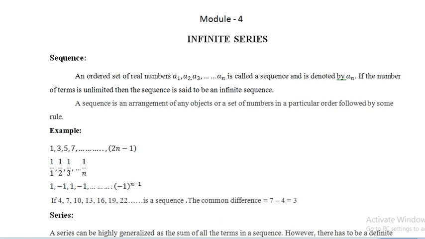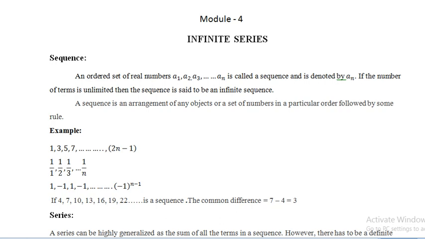Next example: 1 by 1, 1 by 2, 1 by 3, up to 1 by n. Here we have arranged fraction numbers in order. Third example: 1, minus 1, 1, minus 1, 1, minus 1, etc. Here we have arranged alternating signs, plus, minus, plus, minus. So it follows the rule of plus, minus, plus and minus.